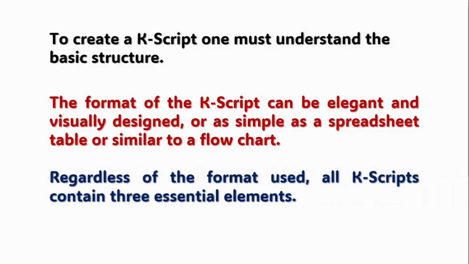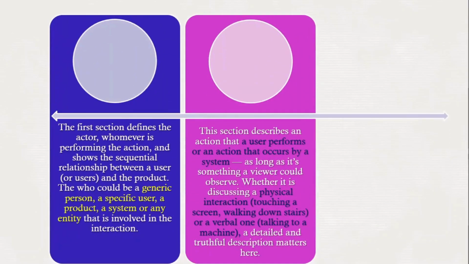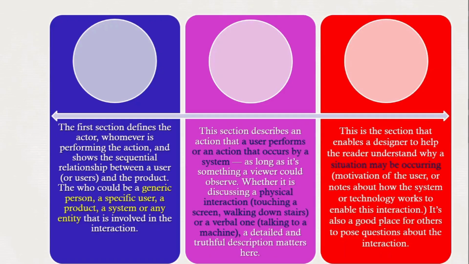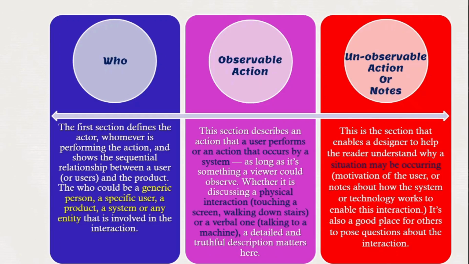So irrespective of the format, all KScripts contain three essential elements. What are these three elements? We are going to see in the next slide. Basically there are three elements: first section, second section, and third section. The first section is known as the who section. The second section is known as observable action, and the third section is known as unobservable action or notes section. We'll try to understand these sections one by one.